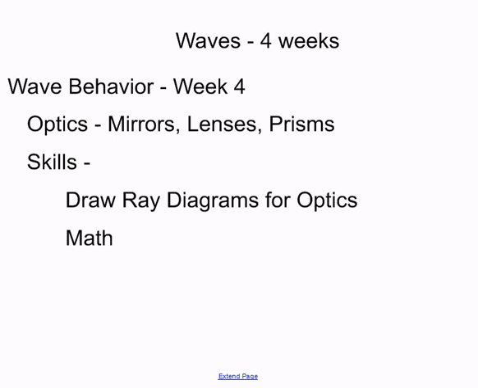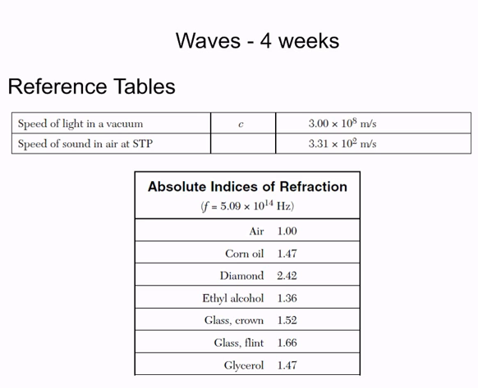And then finally, week 4, we're going to look at more optics again: mirrors, lenses, prisms. You're going to have to create a telescope as part of this in lab. And your skills basically here are drawing ray diagrams for optics, how is the light going to work when it passes through a lens, through a mirror, through a prism, etc., and a little bit of math to back that up as well. This unit's pretty light on the reference tables.